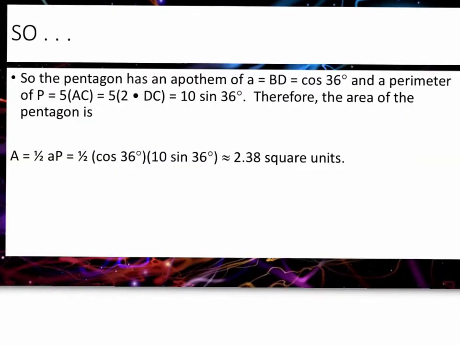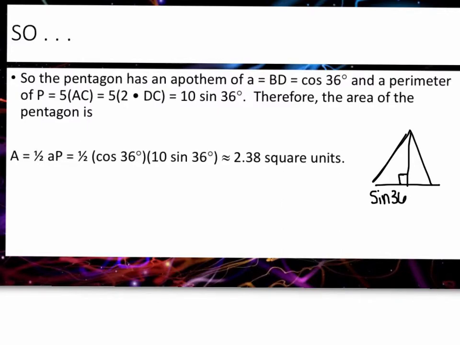So let's go back and look at the work you have in your notes. The pentagon has an apothem of cosine 36 degrees. So we are going to just go ahead and do cosine of 36, and that goes in for the apothem. So that's A, apothem there. And then I need to find the perimeter. So I'm going to draw a small picture. You should already have this triangle written down in your notes. Remember, we found that this was sine of 36.